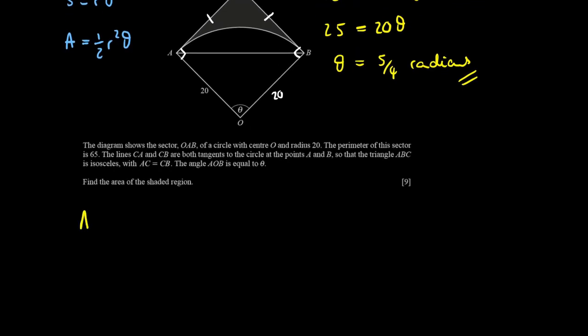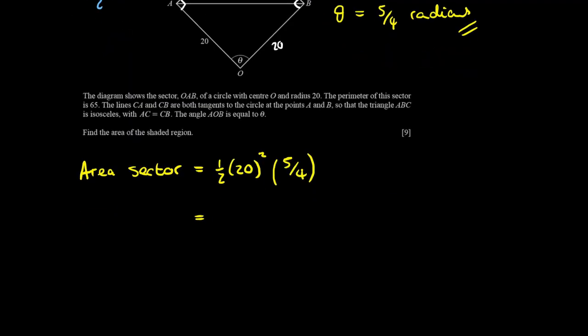The area of the sector, by the way, you should always write in words what you're finding, just to make it nice and clear to the examiner, is equal to 1/2 times 20 squared times theta, which is 5 upon 4. Now I'm going to key all this into a calculator because I don't want to make a slip with my arithmetic. So 20 squared times 5, divide by 4, and then divide by 2. I get that as 250. So 250 centimeters squared, I guess.